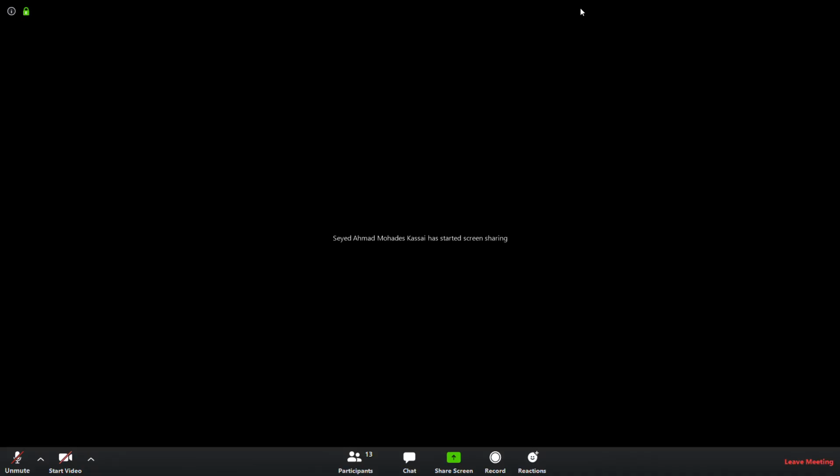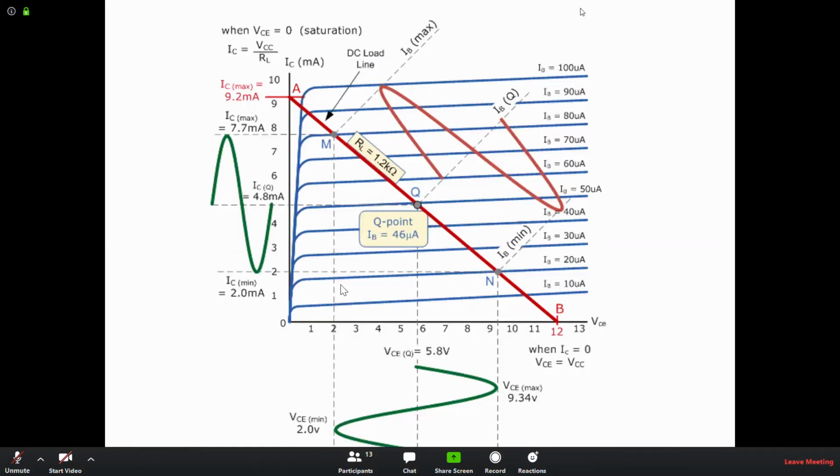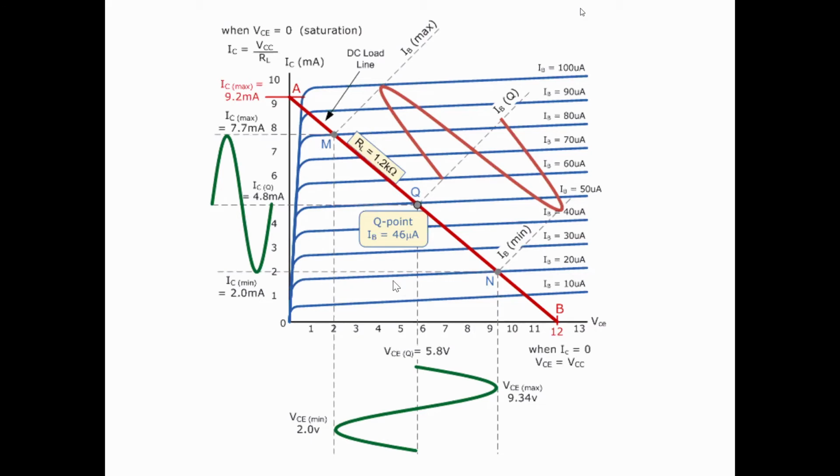Okay, the load line is chosen based on the transistor, because if we don't know what transistor I'm going to use, how can I decide on the load of that transistor? So I can only draw my load line if I know what transistor I'm going to use. That means I have to look at the characteristic of a transistor. Once the characteristic of the transistor is chosen, these blue lines are the characteristic of the transistor.